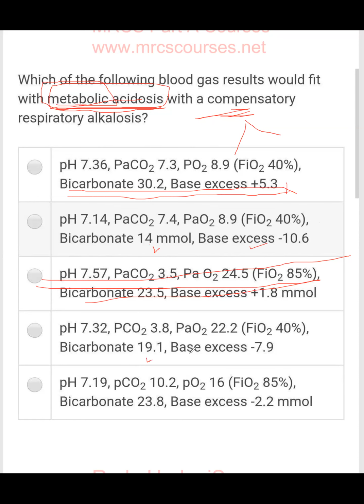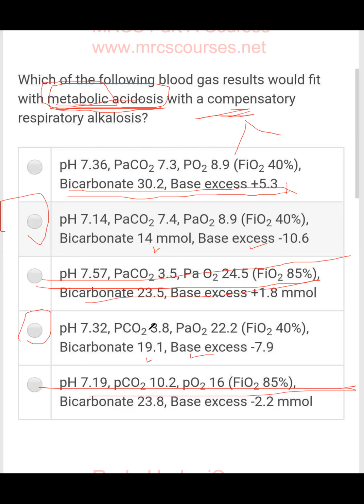Yes, maybe. E, the bicarb is normal there, so it should be excluded. Yeah, this one is also wrong. Okay, we have now this one may be correct, and this one.